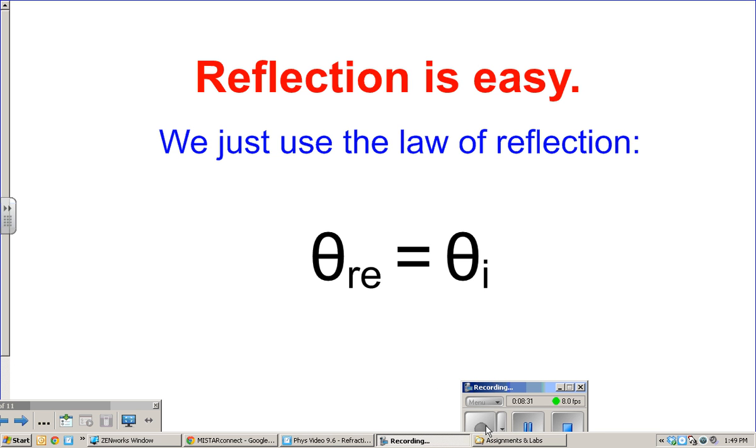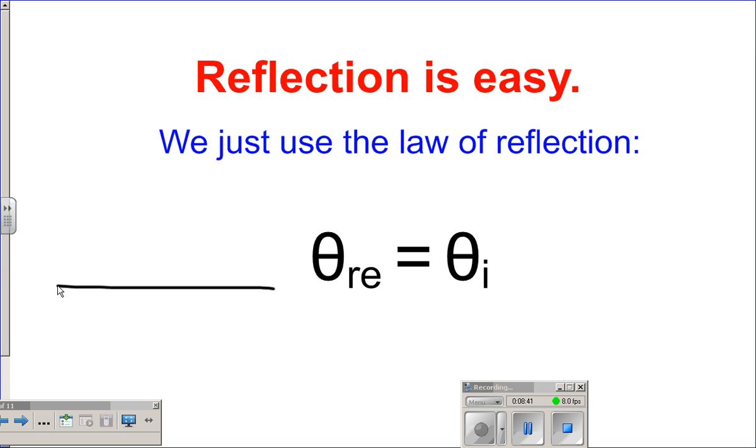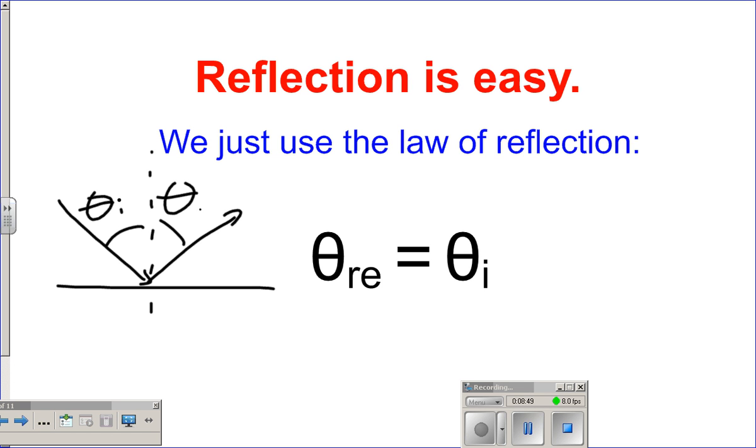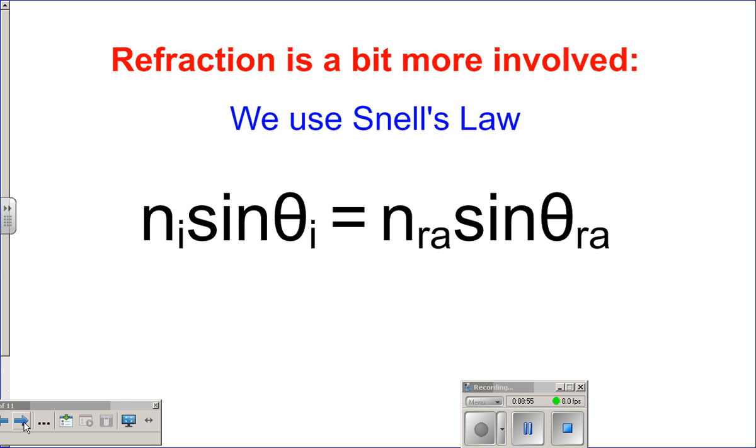All right, so now we need to talk about how to predict how much the light bends when it goes from one medium to another. Reflection is easy. We just use the law of reflection. You guys already know this, right? If your beam of light comes in like this, it's going to bounce out like this, so that your angle of incidence equals your angle of reflection. Okay? To calculate the angle of refraction is a little bit tougher.